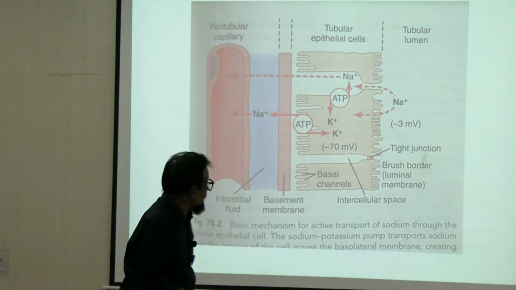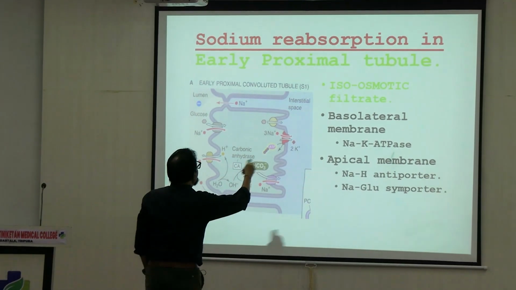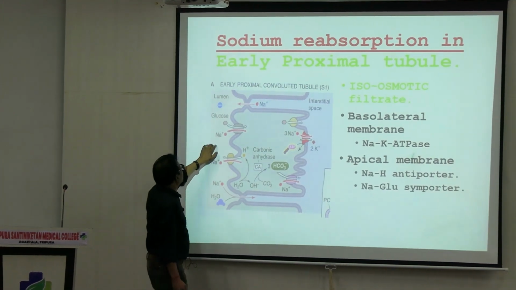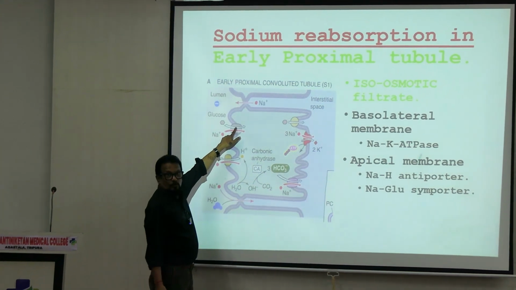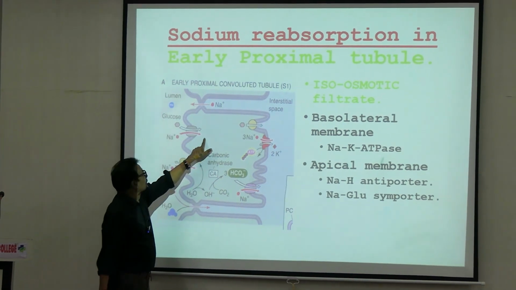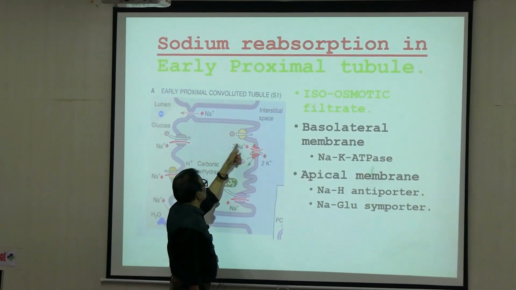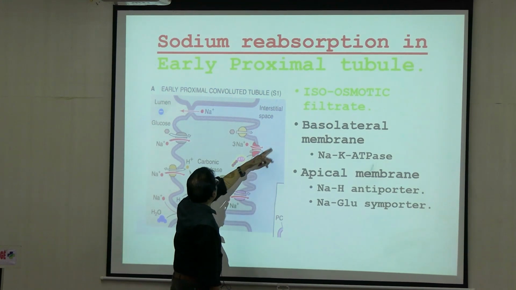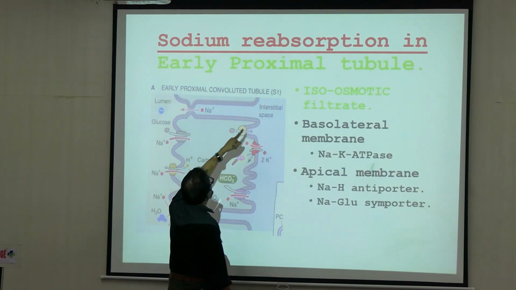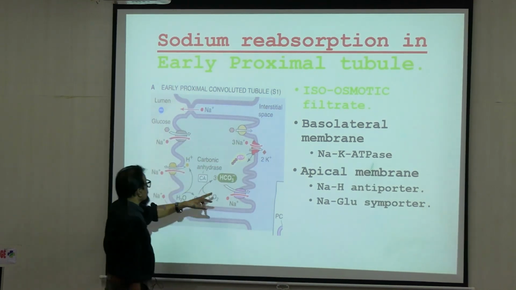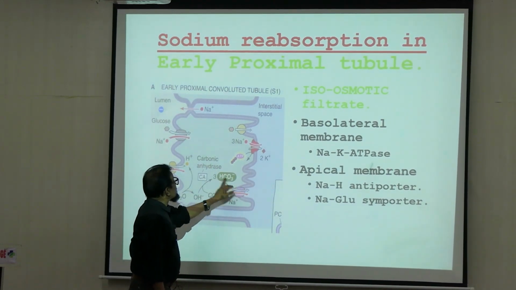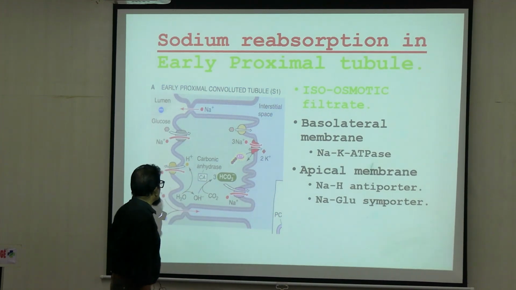Any doubt? No. And the early proximal tubule, this is the lumen side. There is SGLT2. With the help of SGLT2, glucose is absorbed, and sodium is also absorbed. The sodium-potassium pump absorbs sodium and eliminates it here. What is the interstitial space? The bicarbonate ion is also sent into the interstitial fluid and sodium is reabsorbed.